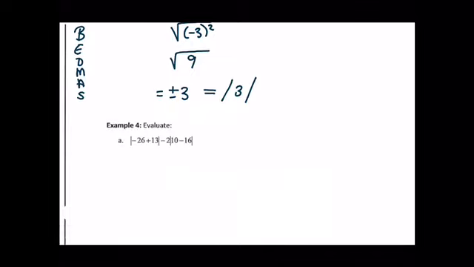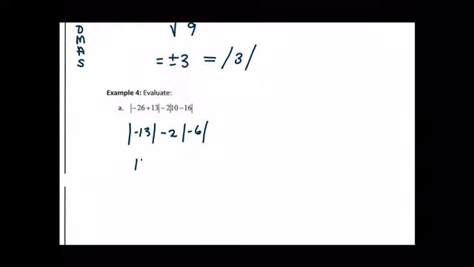I'm going to show you solving these absolute values. So in the absolute value, I would start by doing -26 plus 13, which is -13, minus 2. And then inside the absolute value of 10 minus 16 is -6. And with these absolute values, they're now going to change my answers. So the absolute value of -13 becomes positive 13, and the absolute value of -6 becomes positive 6.